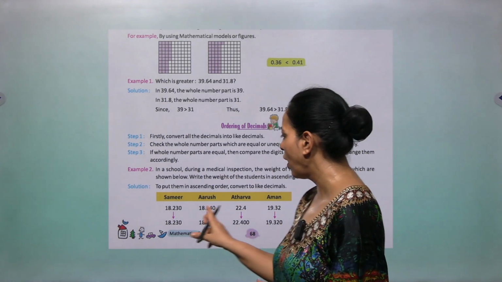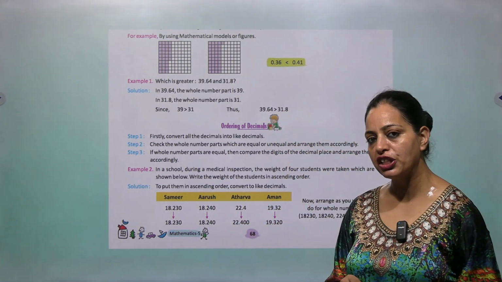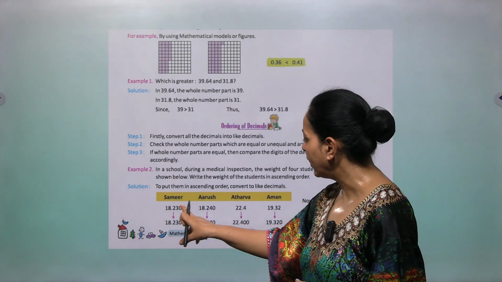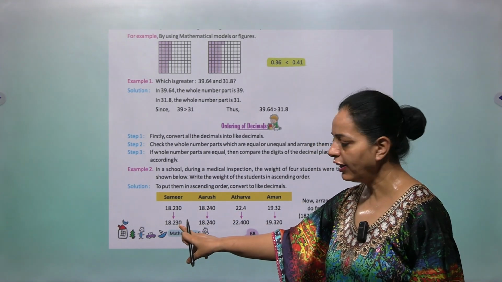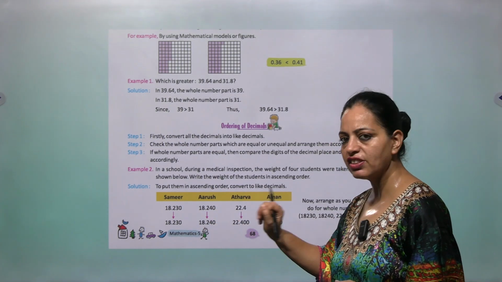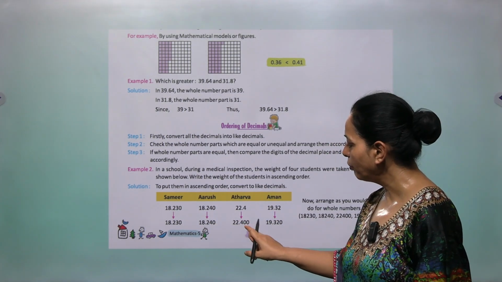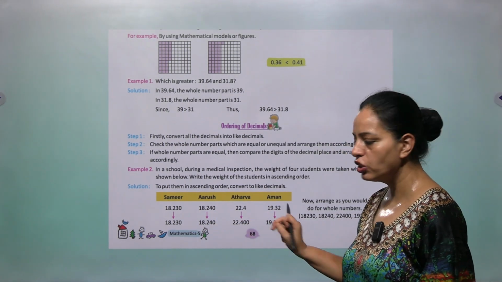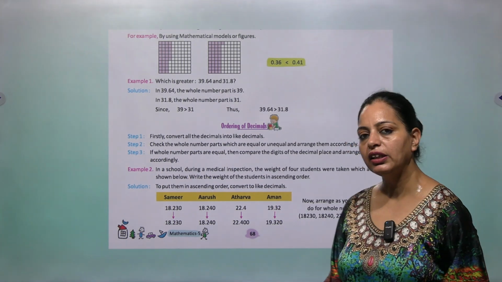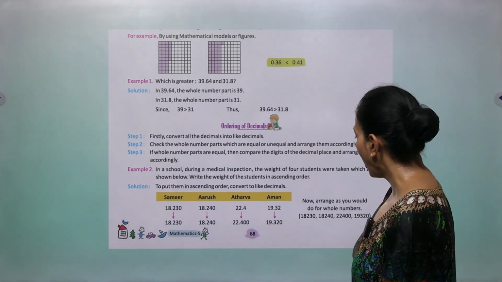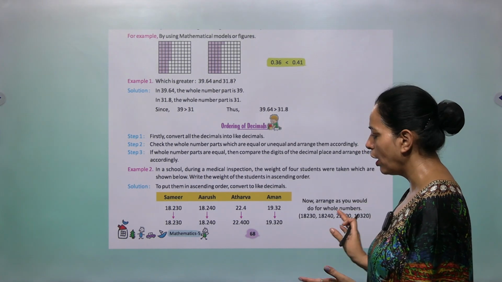You can see all are unlike. तो पहले इसको हम चेंज कर देंगे like में. तो greatest क्या है, 3 digits. So आप ये तो as it is रहेगा 18.230, ये भी as it is रहेगा. इसको बना देंगे हम 3 decimal place. तो 0.400, 2 zeros add कर देंगे and here 19.320. So now arrange as you would do for whole number.